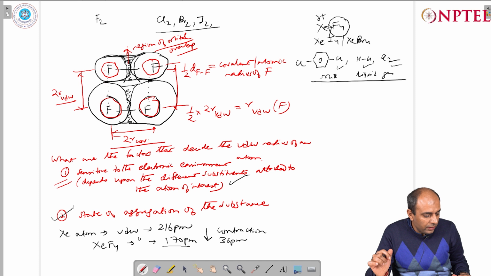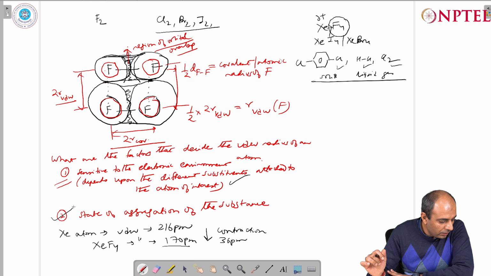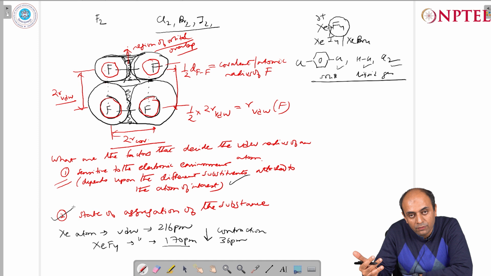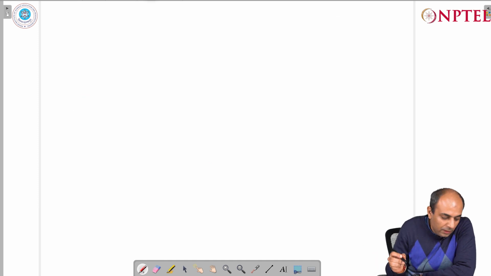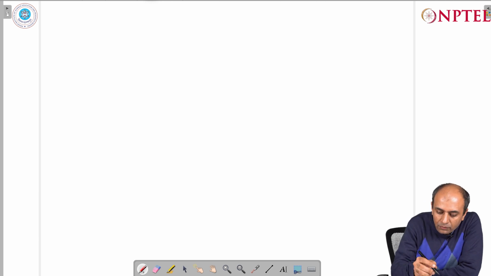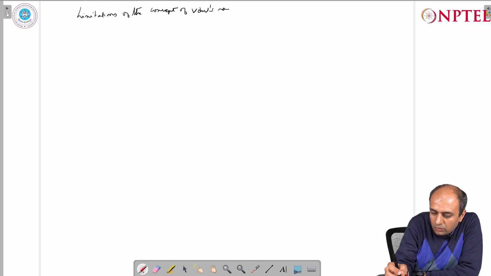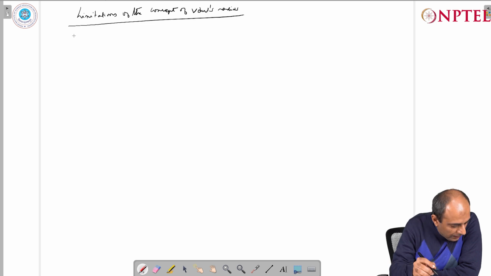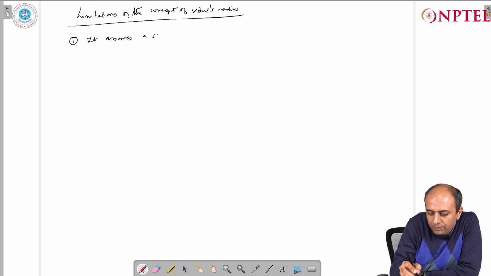So with this background, let us now go ahead and look at slightly more involved examples. There are advantages of this van der Waals radius, but there are also some limitations of the van der Waals radius. Let us look at that as well. So to start with, number one, limitations of the concept of van der Waals radius. To start with, it assumes a spherical atom.